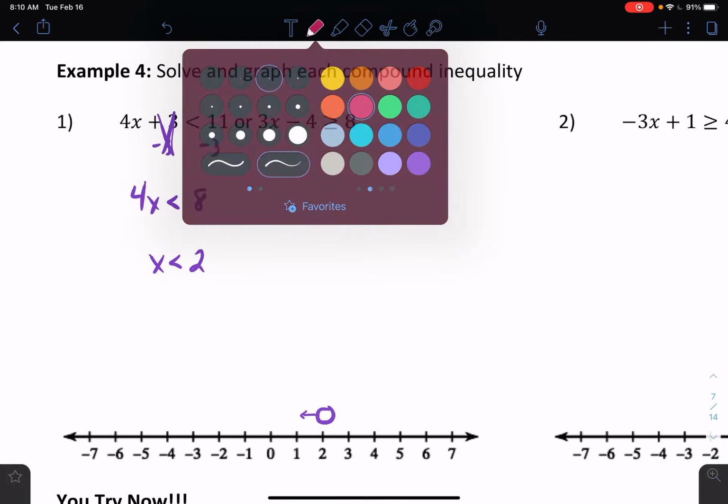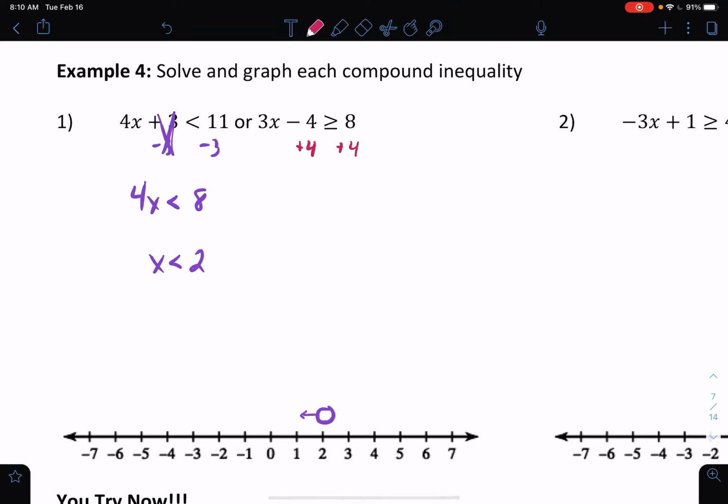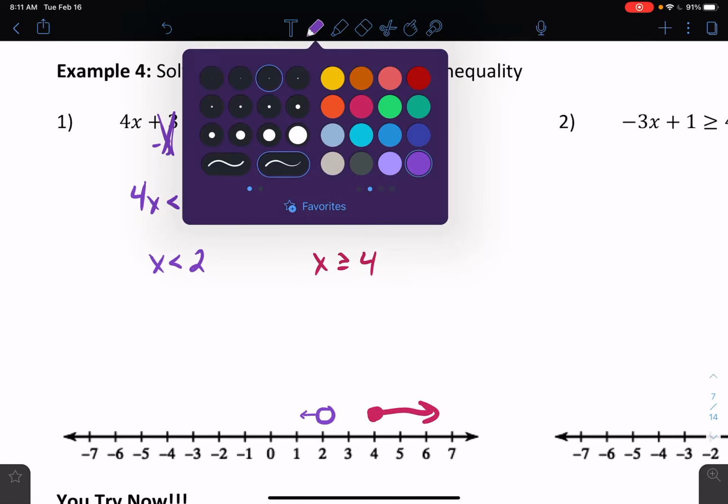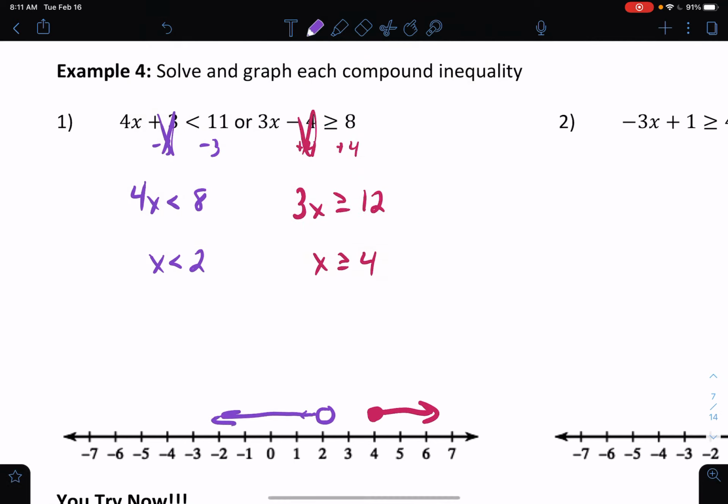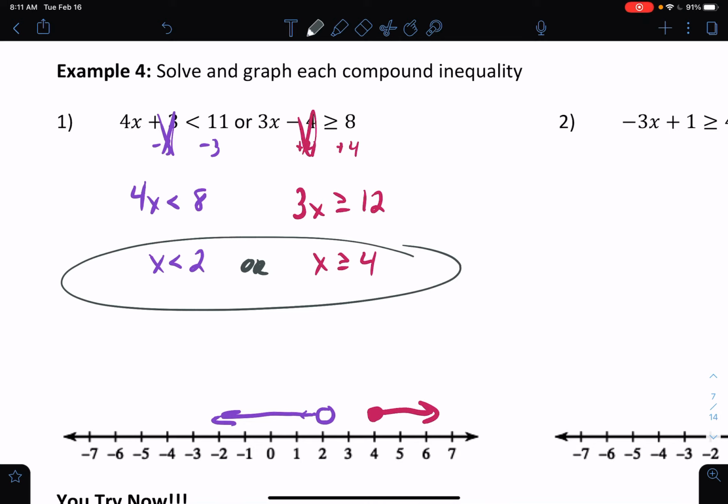And then for this second inequality, I would add 4 to both sides. 3x is greater than or equal to 12, so x is greater than or equal to 4. There'd be a closed circle at 4, shaded off to the right. So I'm going to go back to this. I'm just going to make it a little bit more obvious that that purple one's going off to the left. So my solution is that x is less than 2 or x is greater than or equal to 4. So any numbers that satisfy either of those inequalities is a solution to this compound inequality.